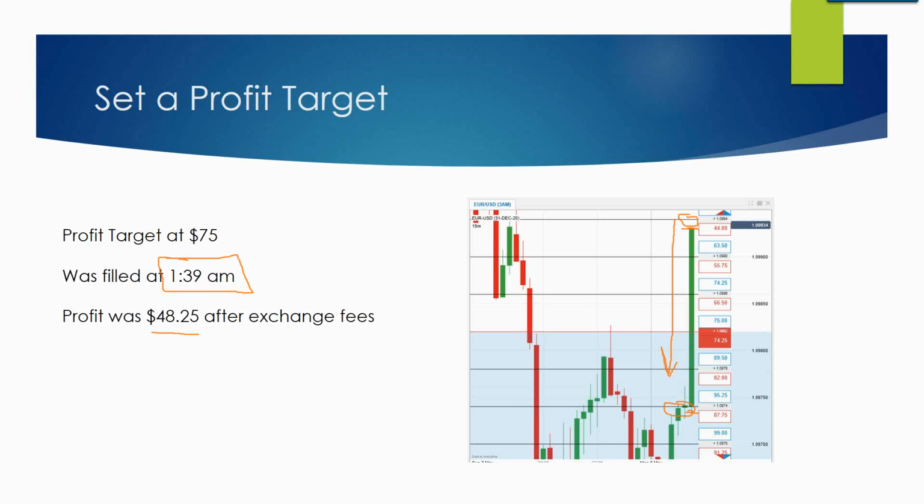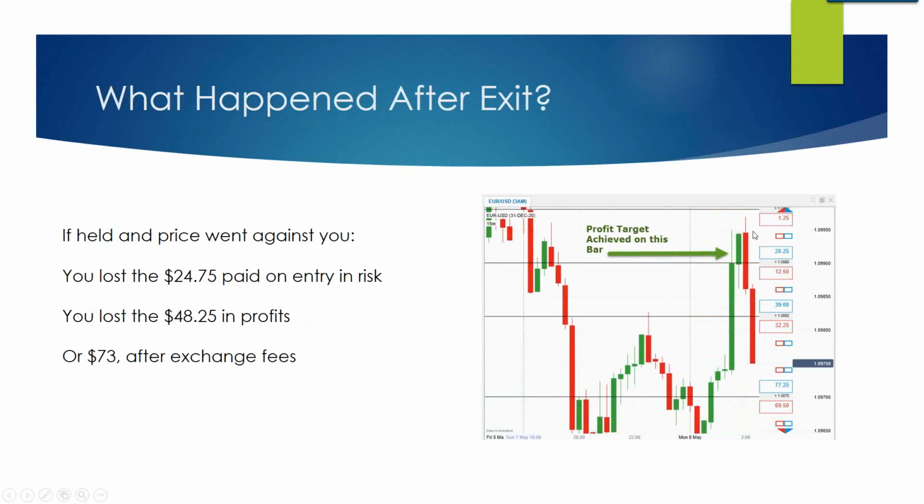Now, what would happen if you waited, okay? And this is what we do. We wait. Oh, well, I can get just a little bit more. In this case, I could get another $25 if I just held. And what happened? It retraced just like I thought it would, okay? So not only would I have lost the $24.75 that I paid on entry, but I also lost the profits that I had worked for. And this highlights one of the most important jobs a trader has. Take profits, okay? You're trading to make profits, to put those profits in the bank.